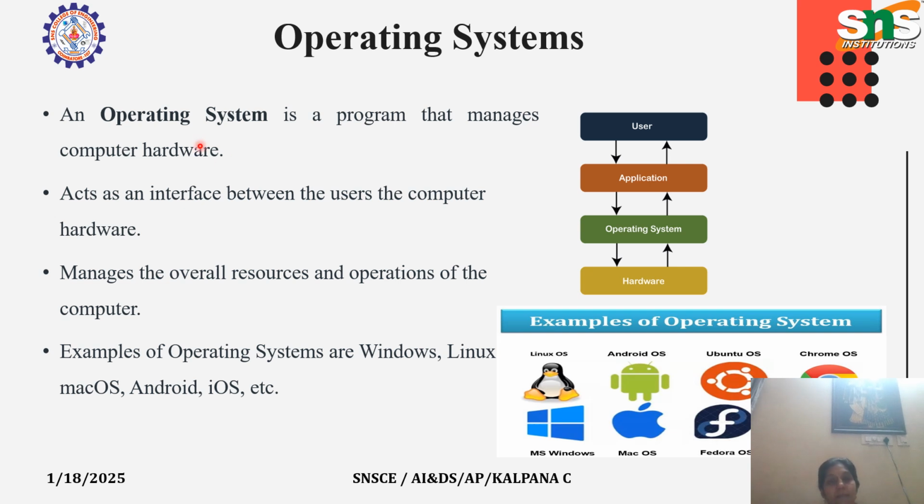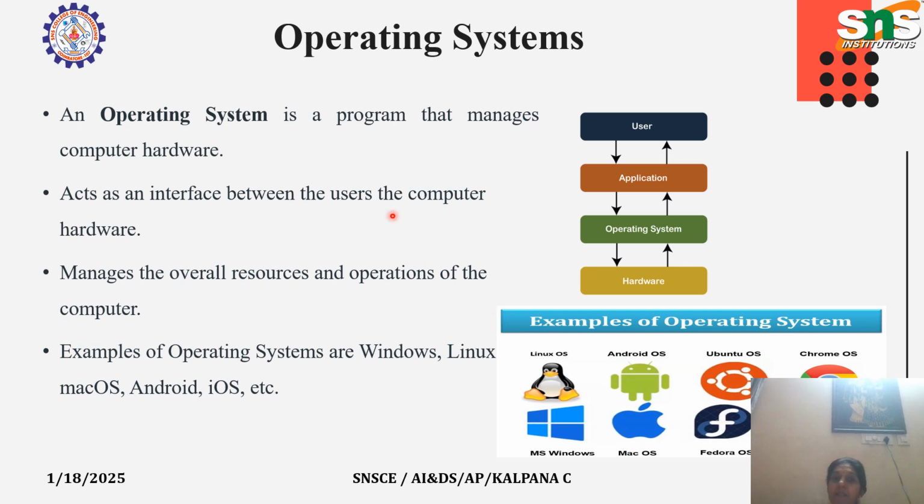So next we'll see the definition of an operating system. An operating system is a program that manages our computer hardware, and it acts as an interface between the users and the computer hardware. These are all the examples of our operating system: Linux OS, Windows we are using, Mac, Android OS, Ubuntu, Chrome OS, so everything. So these are all the examples of your operating system.